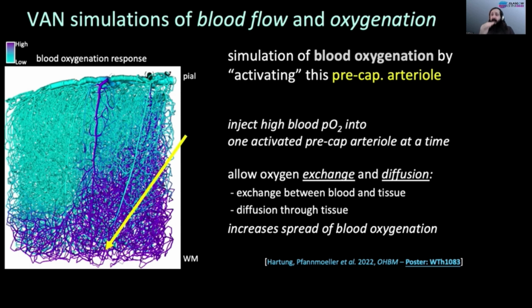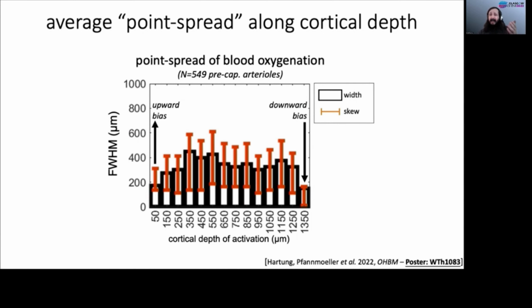We repeat this process for each arteriole in the Van model, activating them one at a time, and then quantify the resulting spread of the blood oxygenation response. So we found that by activating about 550 pre-capillary arterioles in this model, the spread of the blood oxygenation perpendicular to the cortex or across depths was about 400 microns on average, with slight differences seen at the very top and the very bottom of the cortex as shown here. And the results were similar across the 4 Van models that we tested, and I encourage you to visit Grant's poster to see more of the simulations.